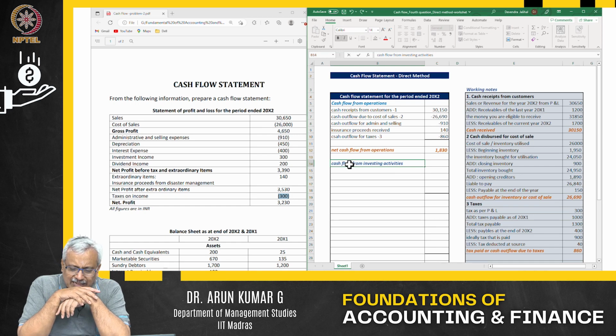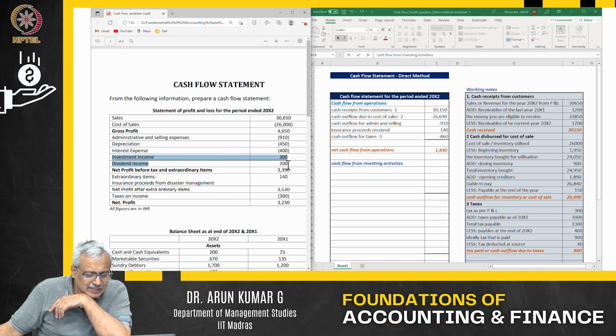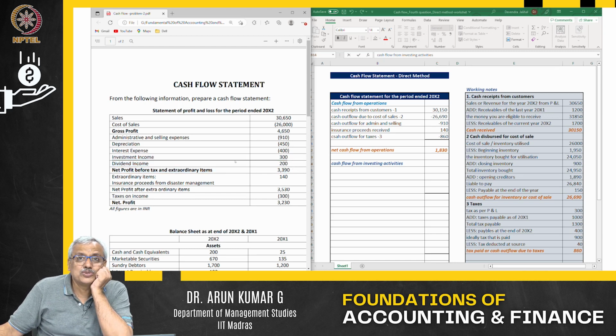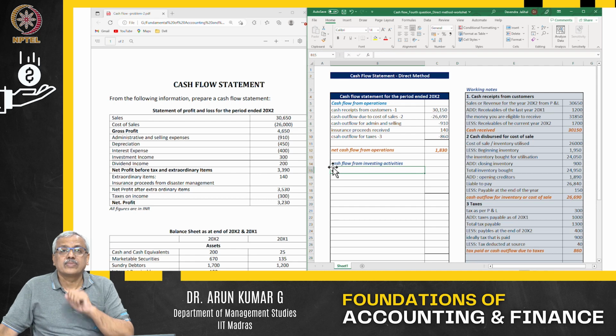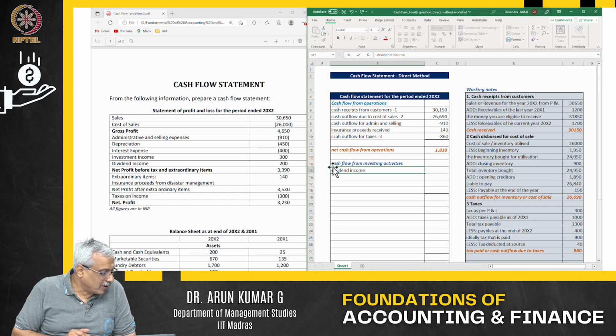Now, when I say cash flow from investing activities, let me again go back to the P&L. I see that I have received two kinds of income, investment income and dividend income. These two are a result of the cash inflow that I have received because of the investments that I have made. Let us look at dividend income out there.